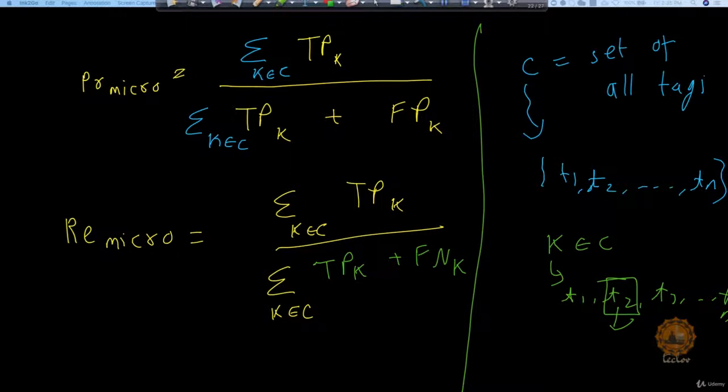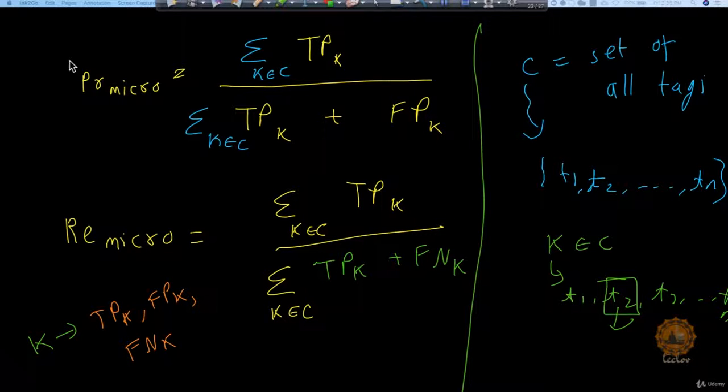So for each k, I am calculating my true positive k, false positive k, and false negative k. Then I'm summing it up according to this particular formula. So this is what I am going to do in this particular example.